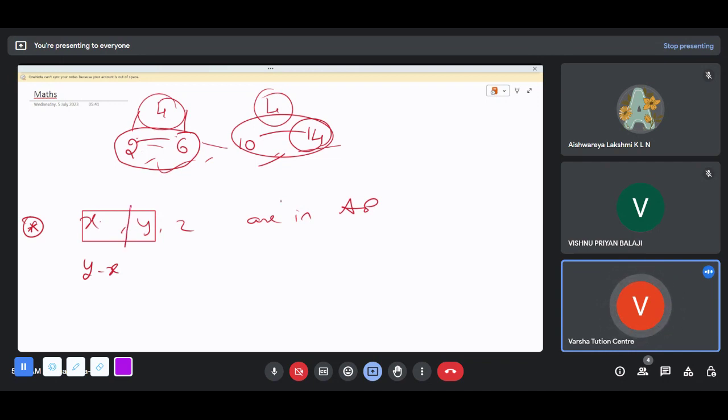Another successive pair: Y and Z. So that means Z minus Y. Since he said it is in AP, can I equate these two? Yes. Why are you equating, sir? Because the difference will be the same. That's what AP is. If the difference is the same, it is AP. If it is not the same, it is not AP. Is that clear? Any confusion?